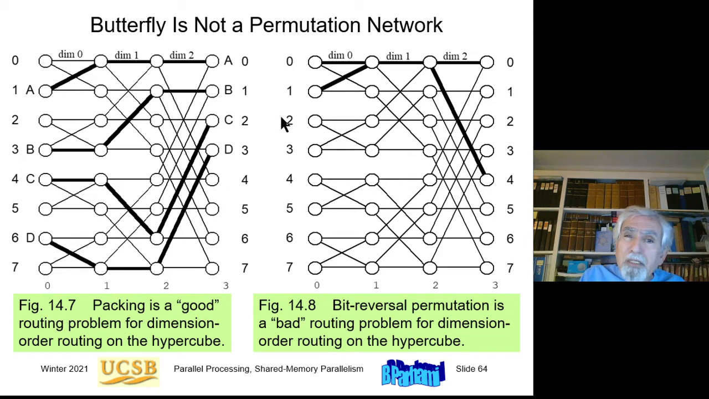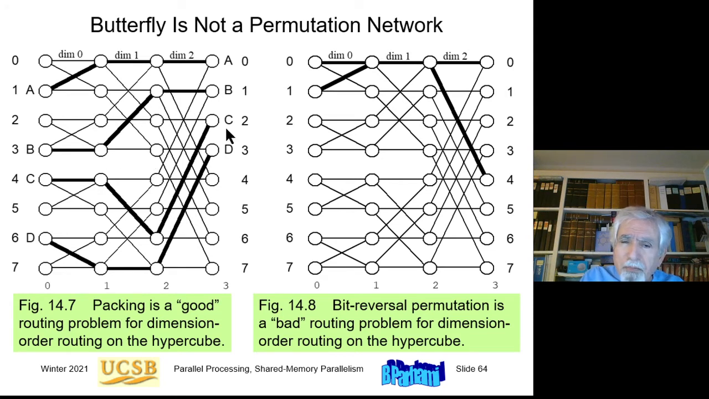A butterfly network is not a permutation network. There are many permutations that can be routed, as shown in this example. Processor A or packet A goes from processor 1 to memory module 0. B goes, you see these 4 paths are established without conflict, and therefore these 4 accesses can be performed simultaneously without any conflict, because the request and then the results go through independent paths, node disjoint and edge disjoint paths.